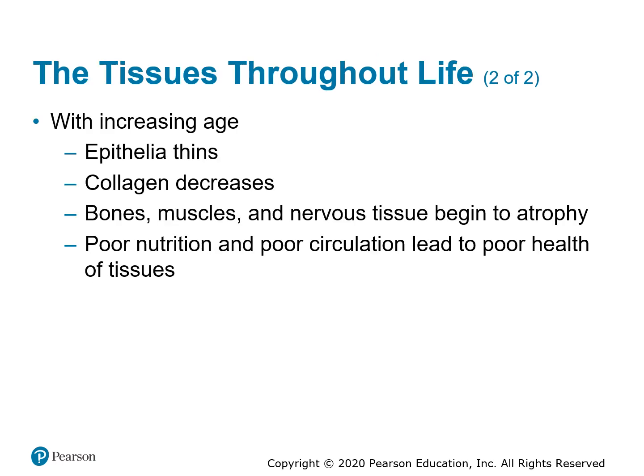Throughout your life, your epithelium thins, collagen decreases, bones, muscles, nervous tissues atrophy, and poor nutrition and poor circulation will lead to poor health of your tissues overall. So take care of your tissues now while you're young so that when you're old, you don't have crumpling muscles and bones. Okay? Cool. Bye.